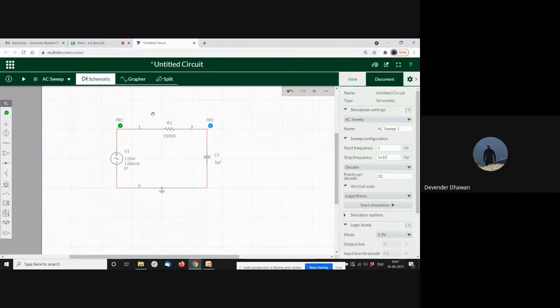So we basically want to measure across this. Right now there's a probe here, and I am measuring across this point and ground, but not this. So I have to put a reference point here, and then I will measure across this R. So I'll go under probes here. I can see this voltage reference. Whichever point I want to make a reference, I will put it at that point.